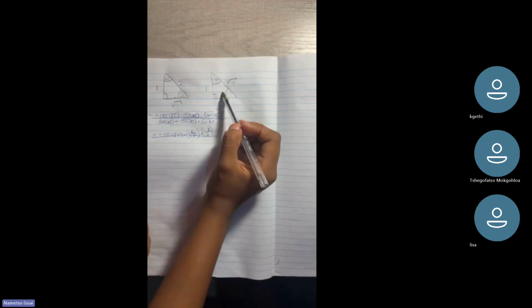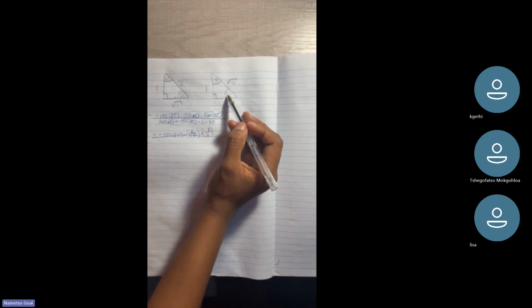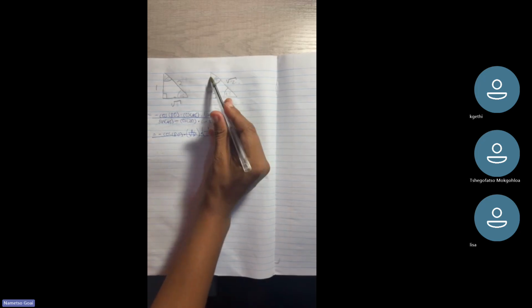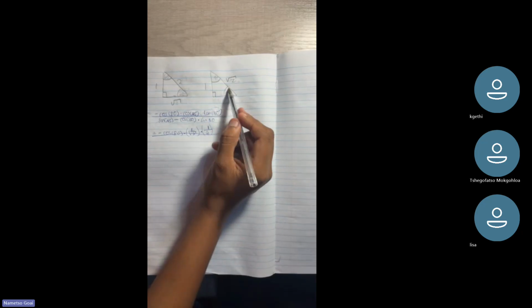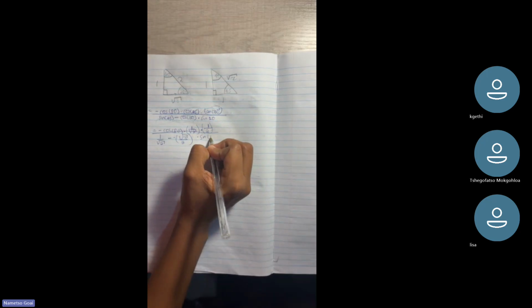All divided by, sorry, that's a division. What is sine of 45? Go to your 45-degree angle again. Sine is opposite, which is 1 divided by root 2, multiplied by negative cos of 30. Go to the 30 triangle, cos is adjacent, which is root 3 divided by 2. So it will be root 3 divided by 2 multiplied by sine of 10. So far, do you guys get it?